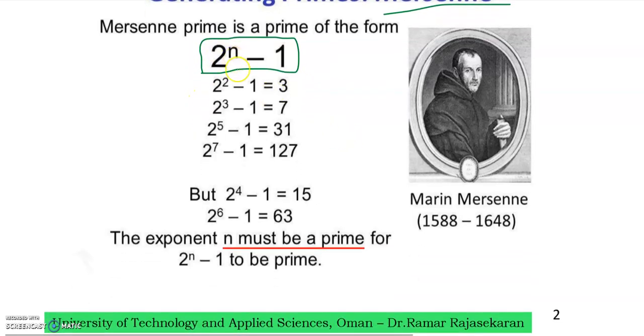Here, what is n? n must be a prime number. Suppose n is 2. Then 2 to the power 2 minus 1 is equal to 3. See, 3 is a prime number. Then put n equal to 3, you will get 7 as a prime number. If we put n equal to 5, then 2 to the power 5 minus 1 is equal to 31. Similarly, when we put n equal to 7, we will get 127. See, these numbers 3, 7, 31, 127 are called Mersenne primes.